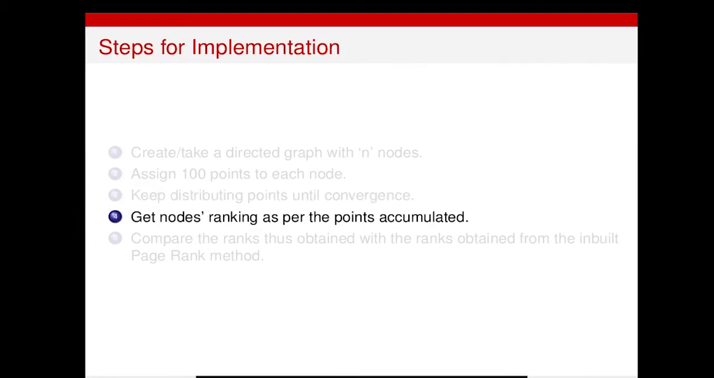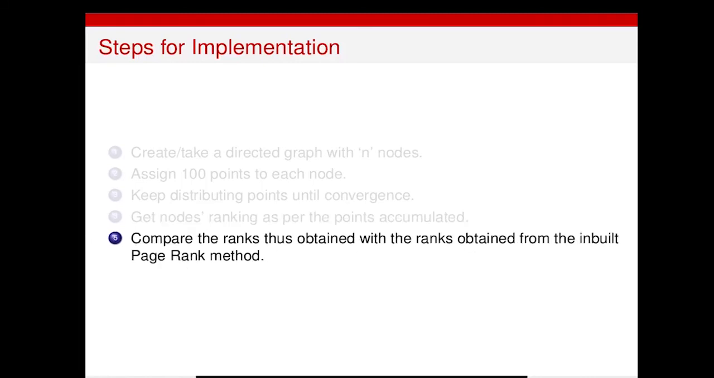That's where we'll stop. After that, we will get some distribution of points amongst these nodes, and we can rank the nodes based on the points that they have accumulated. That ranking will be called page ranking, PageRank basically. In order to validate whether the method is working fine or not, as a last step, we will make use of the inbuilt PageRank method from NetworkX, and we will see the ranking that we get from that method, and compare it with the ranking from our implementation. So these are the steps that we are going to implement. Let's get started with the implementation.